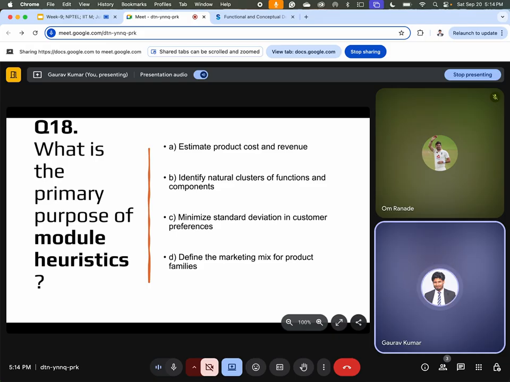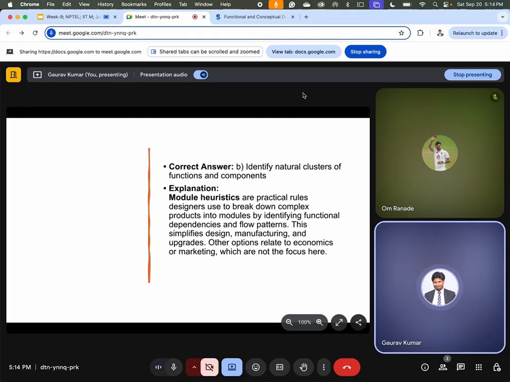So therefore the primary role of modular heuristics is to simplify complex systems by grouping the interdependent elements into modules, creating a strong foundation for an efficient product architecture. Okay, so the right answer is option B. Identify natural cluster of functions and components is the right answer.